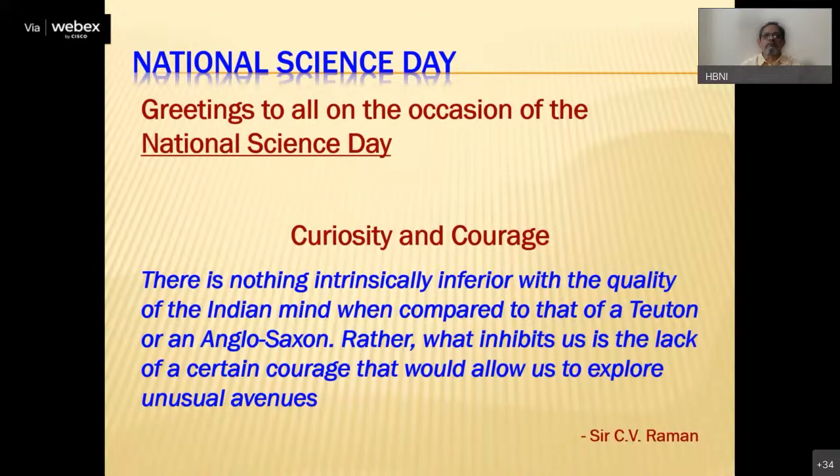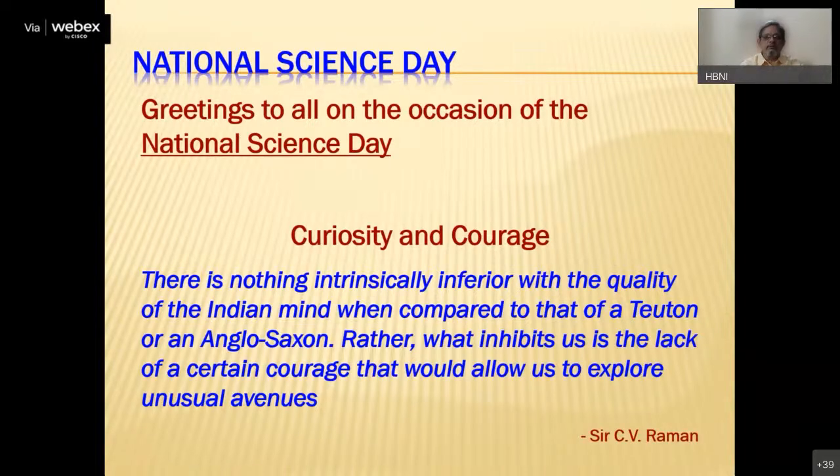I would just like to start with a small quote of Sir C.V. Raman. Curiosity and courage. There is nothing intrinsically inferior to the quality of the Indian mind when compared to that of a Teuton or an Anglo-Saxon. Rather, what inhibits us is a lack of a certain courage that would allow us to explore unusual avenues. Sir C.V. Raman.